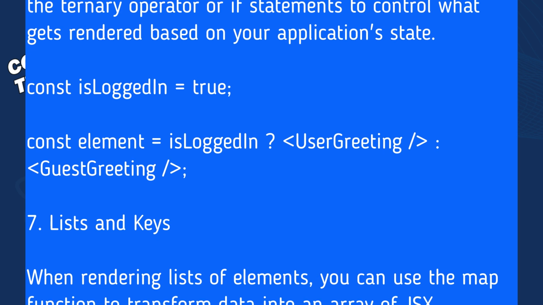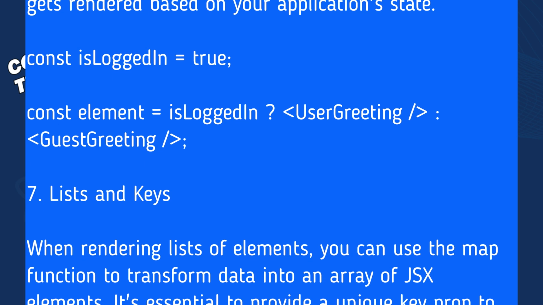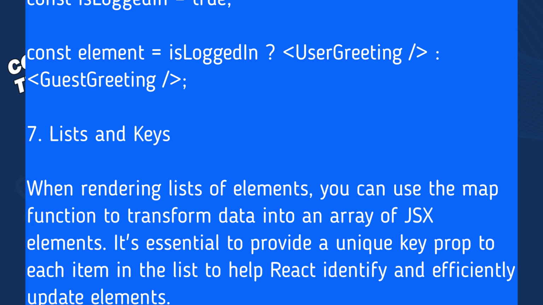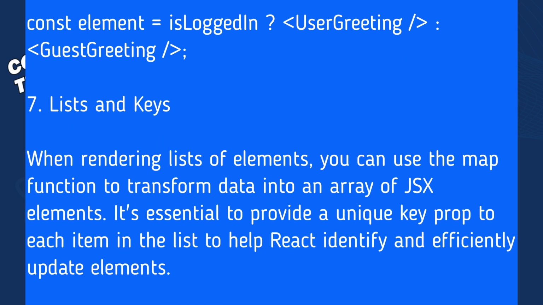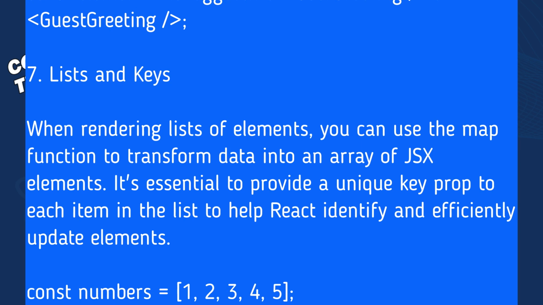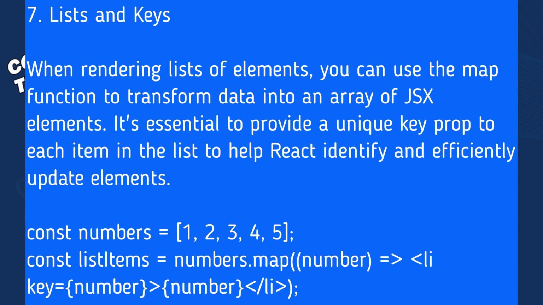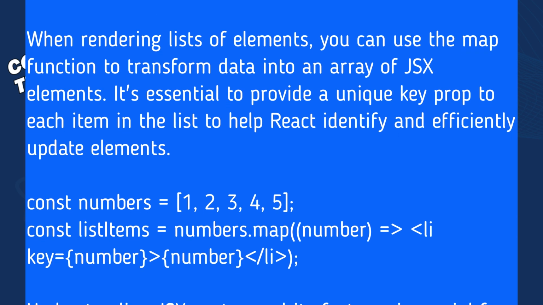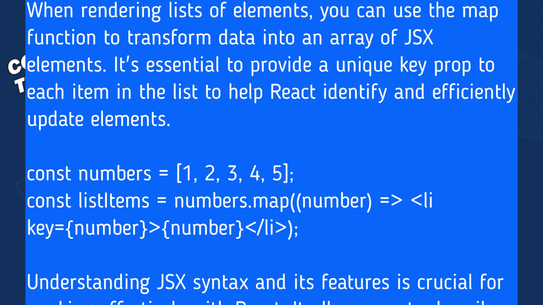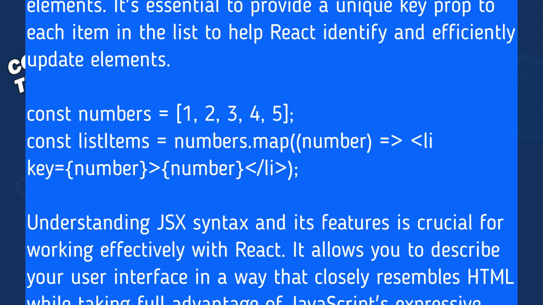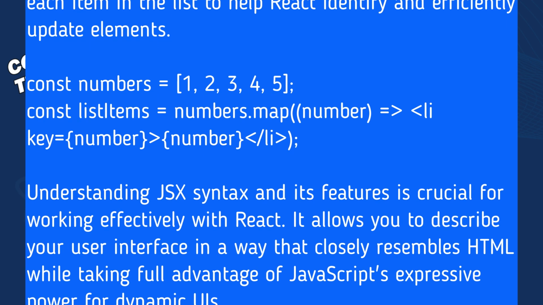7. Lists and keys. When rendering lists of elements, you can use the map function to transform data into an array of JSX elements. It's essential to provide a unique key prop to each item in the list to help React identify and efficiently update elements. const numbers = [1, 2, 3, 4, 5]; const listItems = numbers.map(number => <li key={number}>{number}</li>).